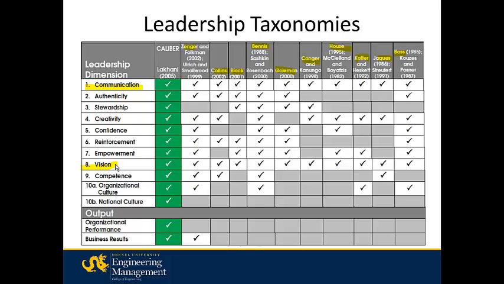However, what we found was that many of the other models focused on different elements, such as authenticity, stewardship, creativity, confidence, reinforcement, empowerment, competence, organizational culture, and national culture. And we'll talk about national culture, which is where your country of origin or your family is from. The one thing that we found is that, as you can see in the blue areas, there are many gaps that the different models focus upon or don't focus upon.